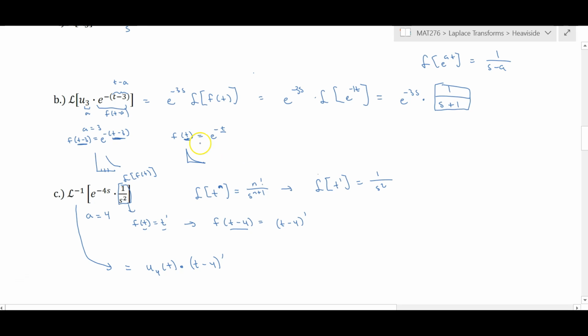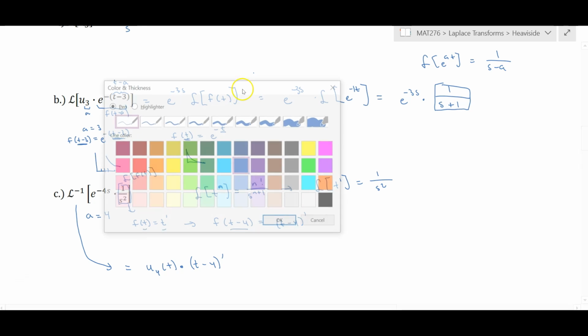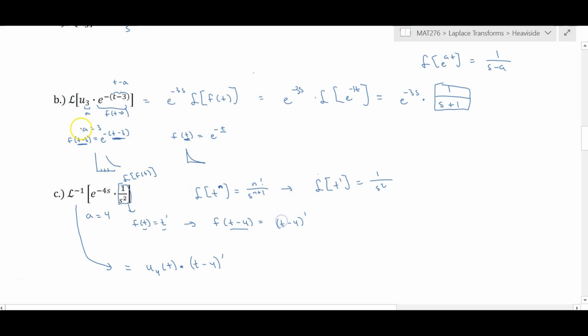So the key parts, notice in letter B, when you're taking the Laplace of a Heaviside times a shifted function, you've got to think about that shifted function as the function shifted a units to the right. And then you need to figure out what was the f of t, the unshifted version of that function, and what's the value of a. With those two pieces of information, you can form this statement. You have to take one Laplace transform and then you're done.